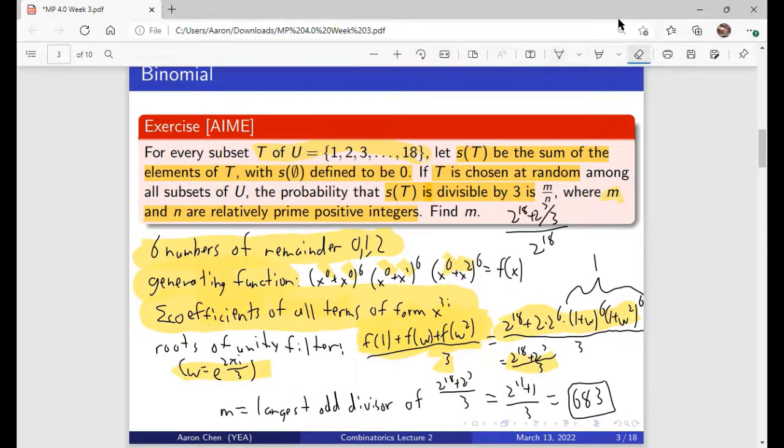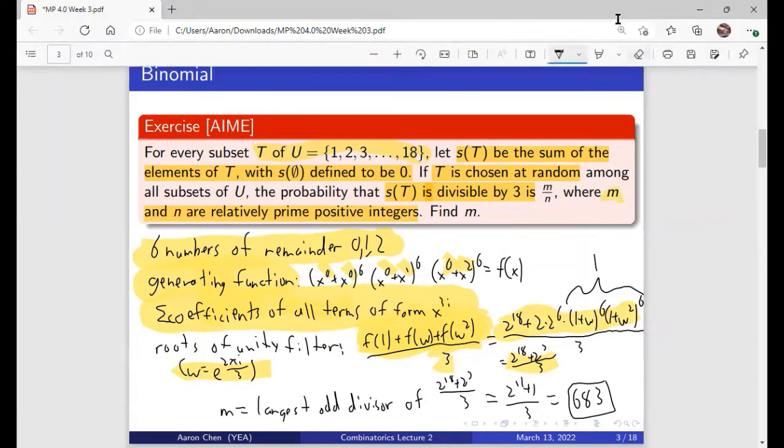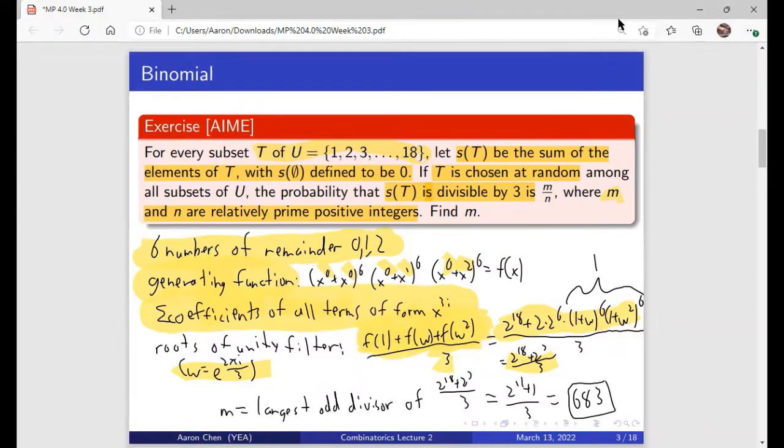And so basically, in order to simplify this, all you need to do is continuously take out powers of 2 from this number. And you can just see that there's a total of 7 factors of 2 in the numerator. And so once you cancel that out, the numerator is simply (2^18 + 2^7)/3.